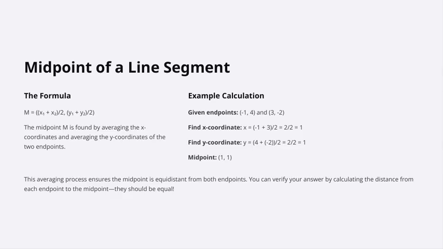This averaging process is important because it guarantees that the midpoint is exactly halfway between the 2 endpoints, meaning it's equidistant from both. To double-check your work, you can calculate the distance from each endpoint to the midpoint. They should be equal, confirming that you've correctly found the midpoint and that it truly balances the segment. This concept ties into the overall theme of understanding geometric relationships and how to work with coordinates effectively.